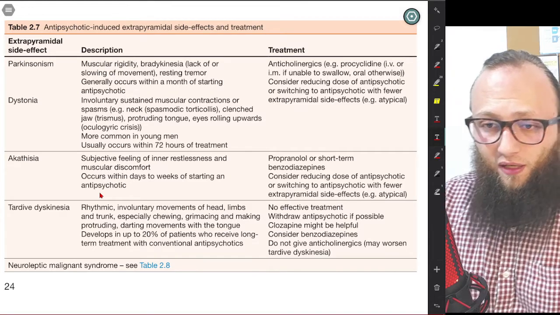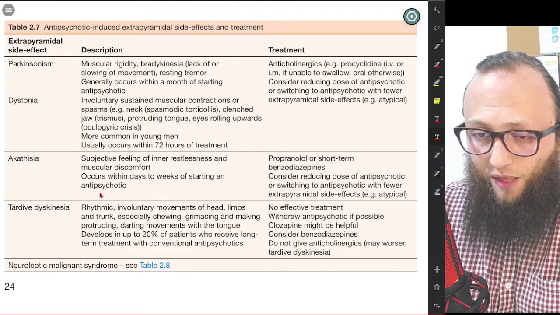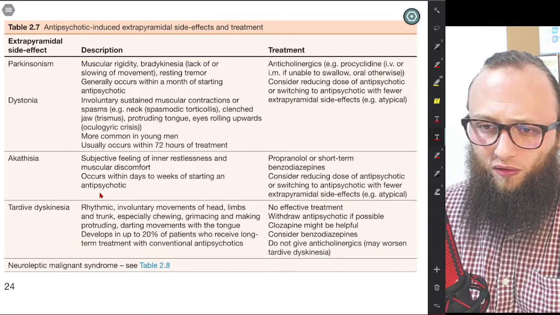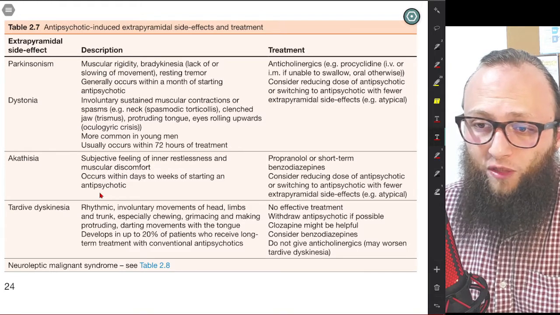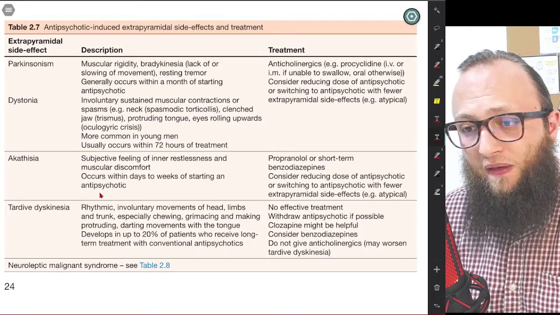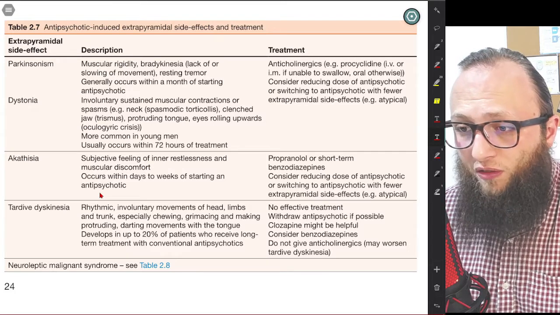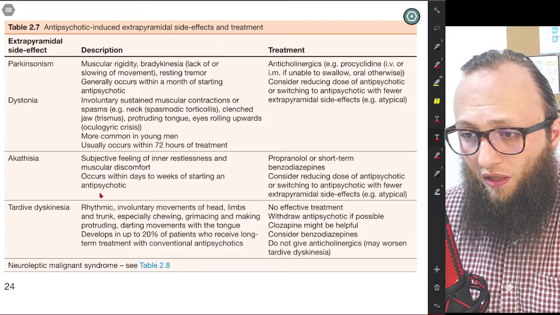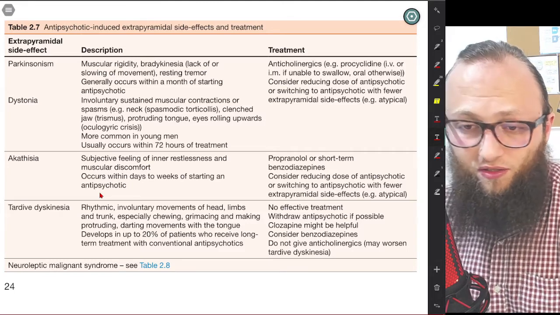What about tardive dyskinesia? Tardive dyskinesia is rhythmic, involuntary movements of head, limbs, and trunk, especially chewing, grimacing, and making protruding, darting movements with the tongue. Develops in up to 20% of patients who receive long-term treatment with conventional antipsychotics. The treatment, actually, there is no effective treatment. Withdraw antipsychotic if possible. Clozapine might be helpful, and you should consider benzodiazepines, but you should not give anticholinergics because they may worsen tardive dyskinesia.